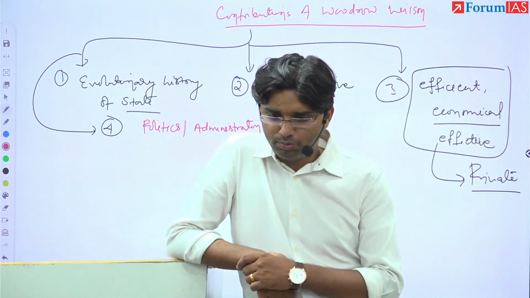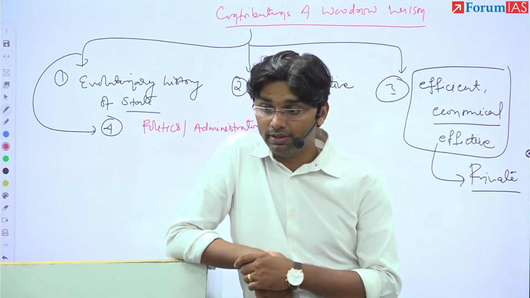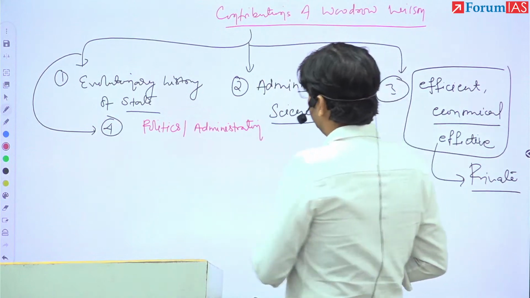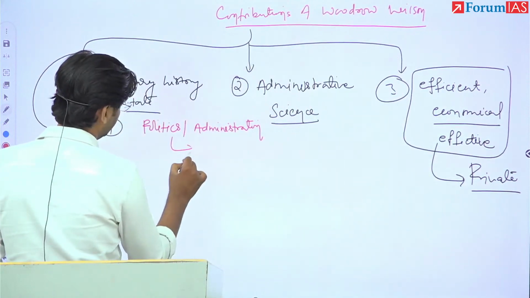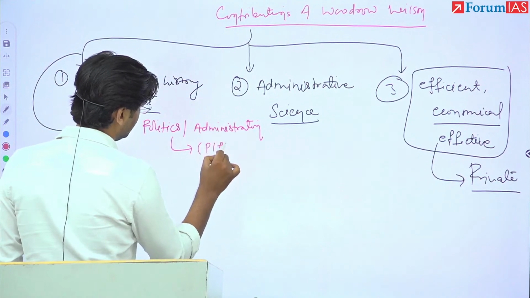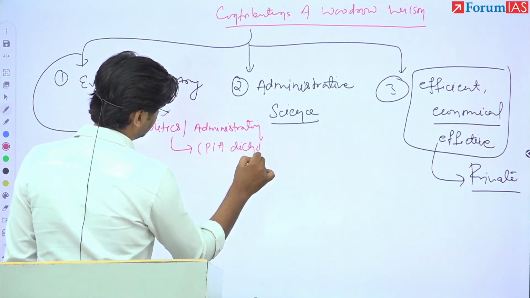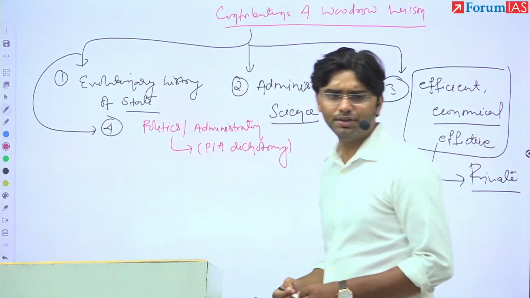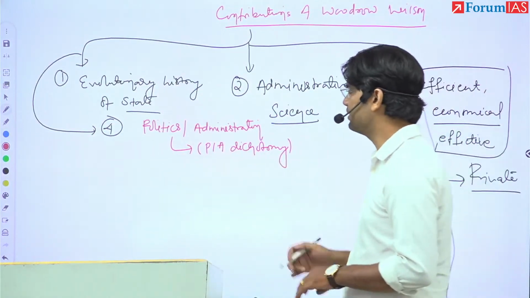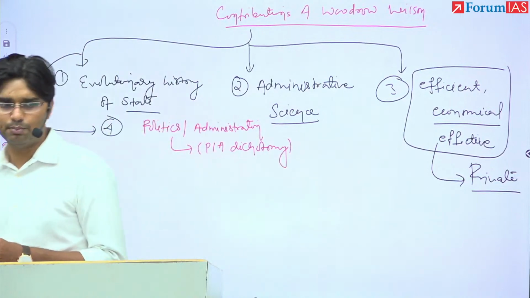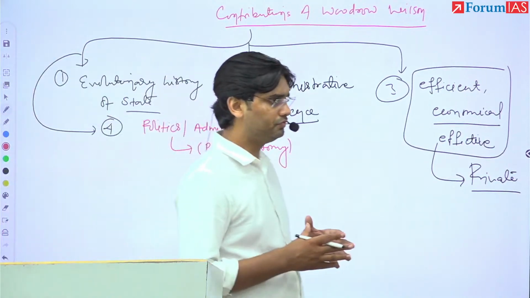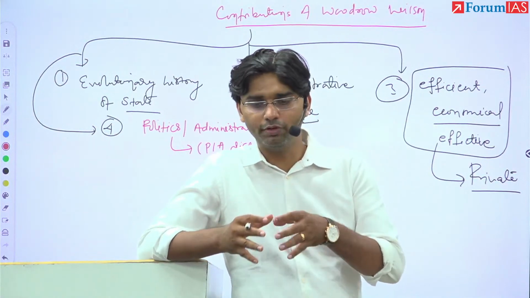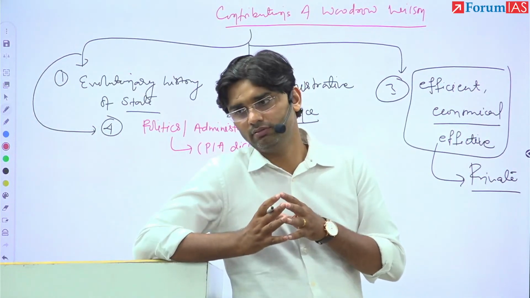Later on, this came to be known as the politics-administration dichotomy. Today it stands rejected. For example, with the example I told you, it is ultimately the political executive who is taking the final decision.